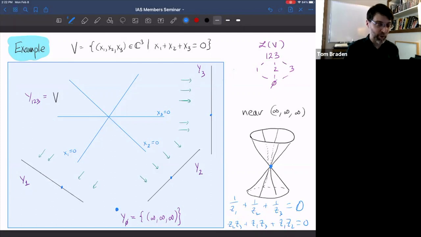This is Nick Proudfoot, one of my other collaborators on this project, called them Schubert varieties of arrangements, which has confused people because they're not Schubert varieties. They're just like Schubert varieties, given that they have stratifications by affine spaces and so on. So, that's what I've heard them called.